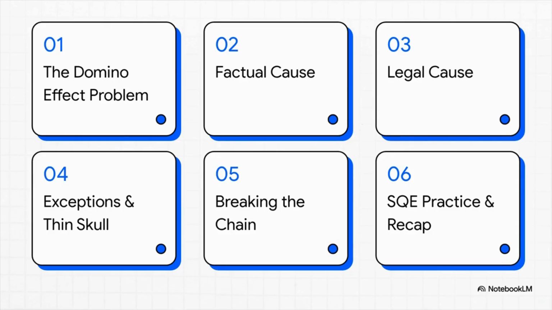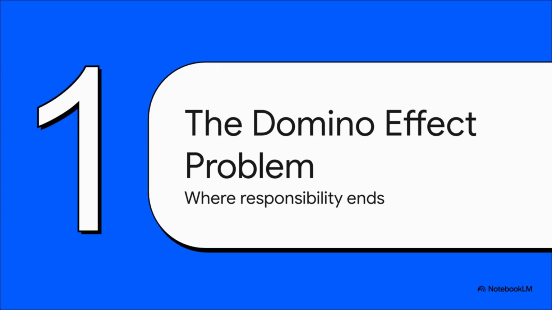So here's how we're going to tackle this. We'll build it up step by step, pretty much exactly how a court would analyze a case. To figure out this whole domino effect problem, the law doesn't just ask one simple question. Nope, it actually asks two fundamental questions, and these are going to be our roadmap for this whole explainer.